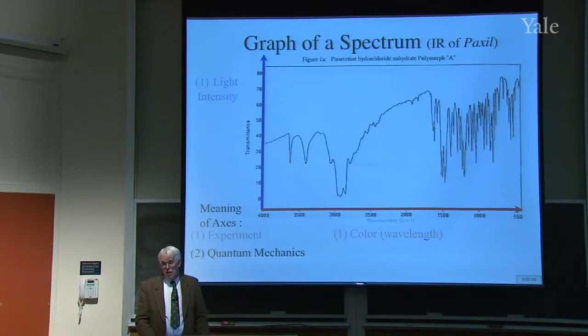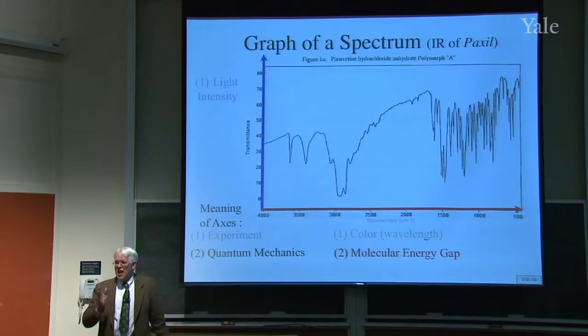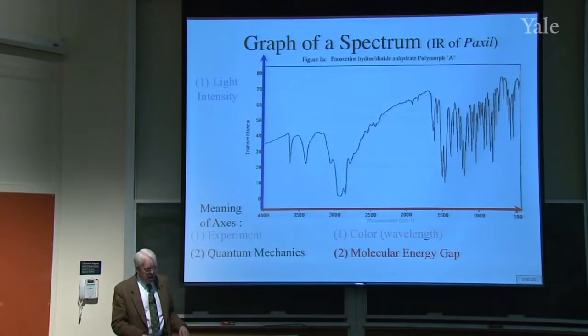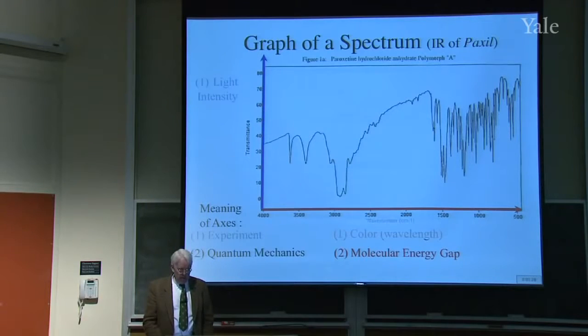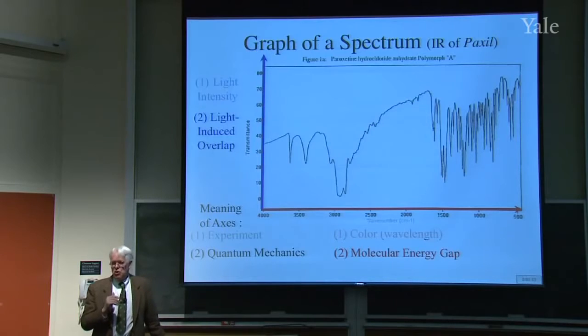But another way is to look at it in terms of quantum mechanics, right? The horizontal axis is the molecular energy gap, right? What are the orbitals that are involved? How far apart are they in energy? What does that have to do with the frequency of light? You remember the rate of this oscillation back and forth has to do with the energy difference between the two states you're talking about. And if you're talking about quantum mechanics, the vertical axis is how much overlap you generate.